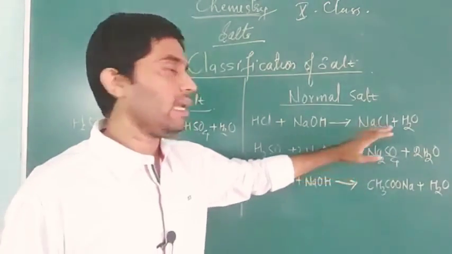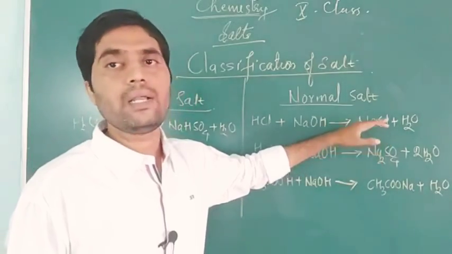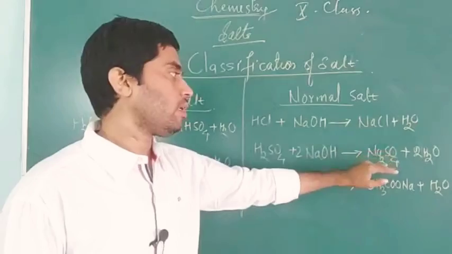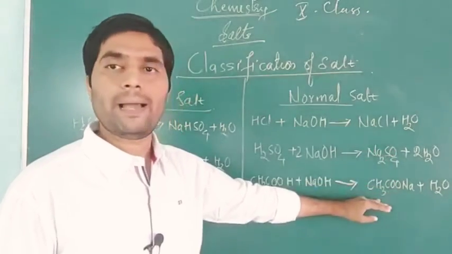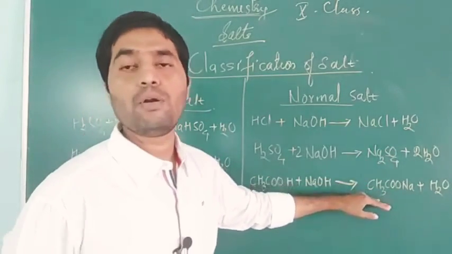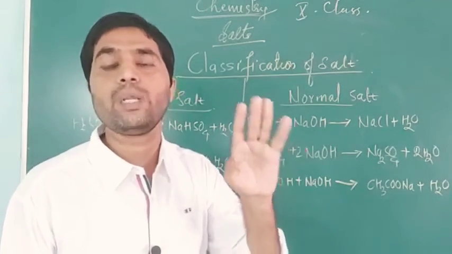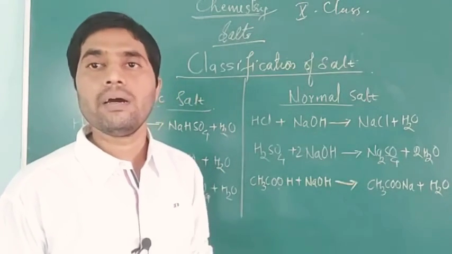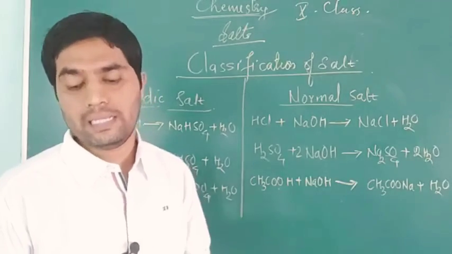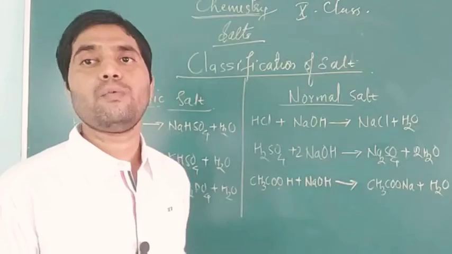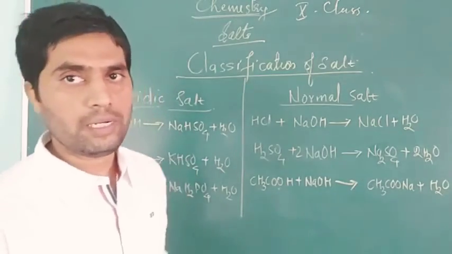In that condition we will say normal salt. HCl with NaOH gives NaCl. NaCl is a normal salt, sodium sulfate is a normal salt, sodium acetate is a normal salt, ammonium chloride NH4Cl. You may say NH4Cl has four hydrogens, but they are not replaceable hydrogens, that's why this is a normal salt. Now sodium phosphate, Na3PO4, is also a normal salt.